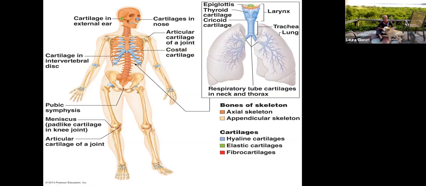Fibrocartilage locations are areas where you have a lot of impact and stress. So between the vertebrae of the back, called intervertebral discs; the pubic symphysis, here where the two sides of each pelvis come together anteriorly; and then the menisci of the knees, where we have kind of brake pads or cushioning between the long femur and the tibia bone of the lower extremities at the knee joint.